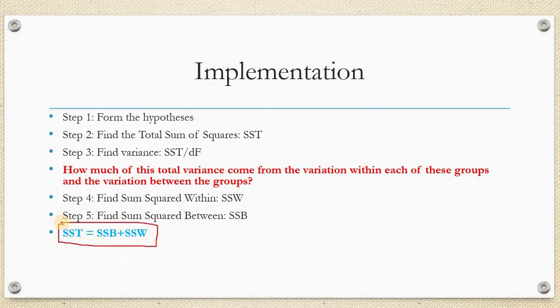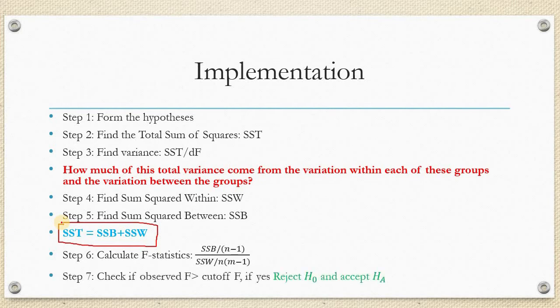This is true always. And then finally you need to calculate your F statistic, which is nothing but SSB by n minus 1 over SSW by n into m minus 1. What is n? N is the number of groups, and m is the number of items in the groups. And you need to check if the observed F that you found in step 6 is greater than the cutoff F. How do you find the cutoff F? Obviously you have an F test table where you find the cutoff F given the degrees of freedom.